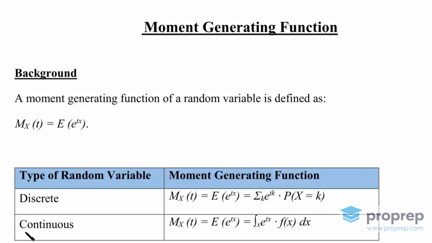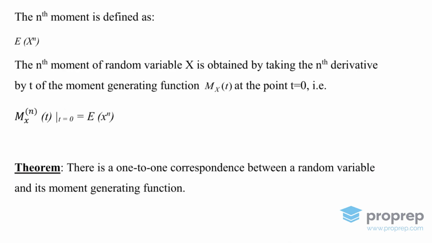Now, if we're dealing with a continuous random variable, then the moment-generating function equals, again, the expectation of e to the power of t times X, and that equals the integral over all x of e to the power of tx times the density function of x dx. Now, this may sound a bit confusing, but it'll all get cleared up once we go to an example. So let's just continue for now.